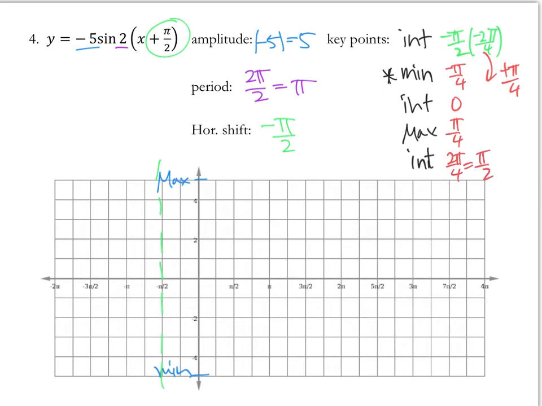And now we're going to go ahead and we can mark those off. Remember, these are our pi over 4 spots. So this is -pi over 4, this is +pi over 4. And we're going to have an intercept first at the green line, then at -pi over 4, we're at the min, intercept at 0, max at pi over 4, intercept at pi over 2. So we're going to have these, again, skinny, tight curves here because this one has a smaller period than normal. So it just means it's going to go a little bit faster.